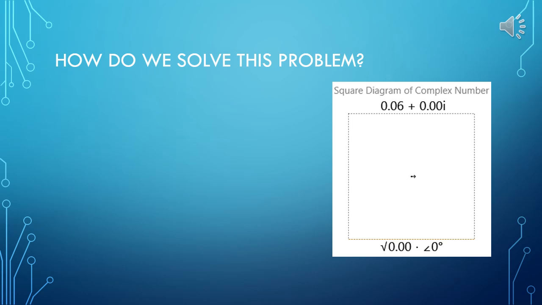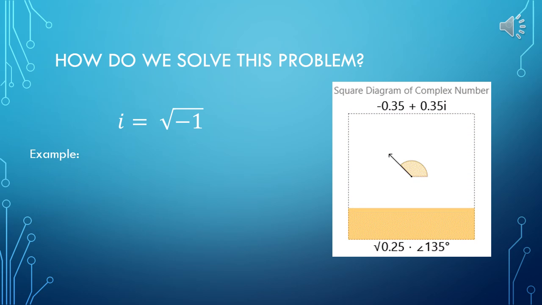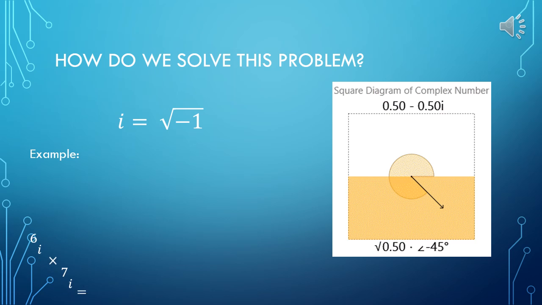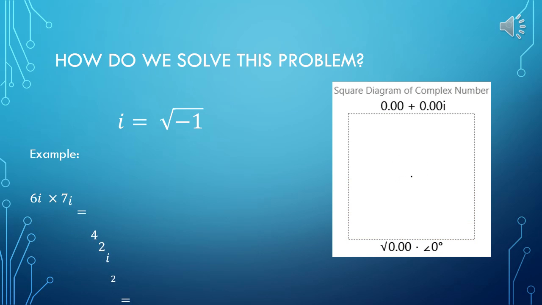So how can we solve this problem? We can allocate the symbol i to represent the square root of minus 1. We call i an imaginary number. It allows us to solve problems algebraically. For example, to find the product of 6i and 7i, we multiply 6 and 7 to get 42i squared, which equals minus 42.